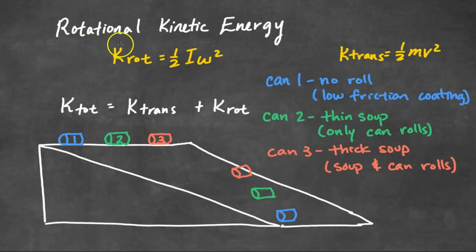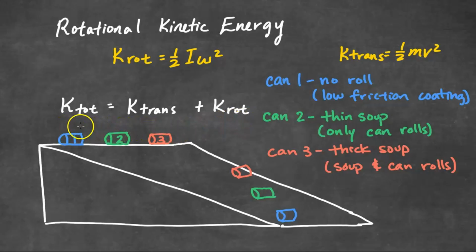Now we're going to take a look at rotational kinetic energy. We already know about translational kinetic energy, which is equal to 1/2 mv squared. When an object is rotating, it can also have rotational kinetic energy, which is equal to 1/2 I omega squared. I is rotational inertia times the angular velocity squared. The total kinetic energy of an object is equal to the translational kinetic energy plus the rotational kinetic energy.